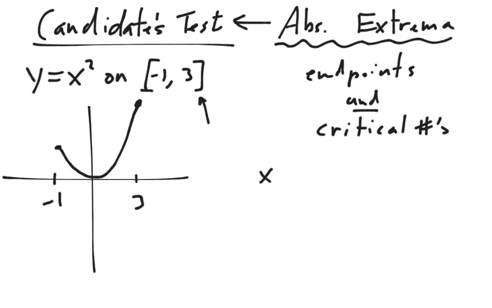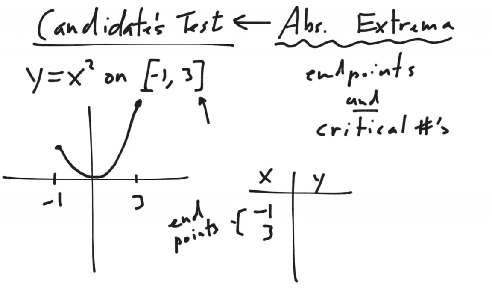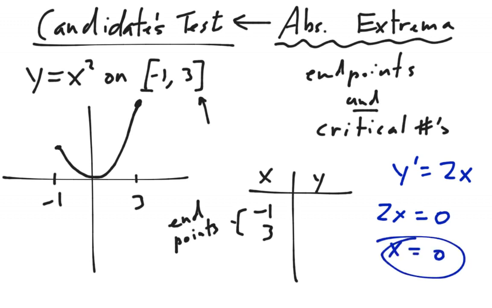So we make a list. We do the x values and the y values. We start with our endpoints, -1 and 3. Great, those are the endpoints. Then we need to find all the critical numbers of this function. We start by taking the derivative. y prime is 2x. Then we take our derivative and set it equal to 0, and we solve it. We get x equals 0. So this is our critical number, and this goes in our candidates test, right there.